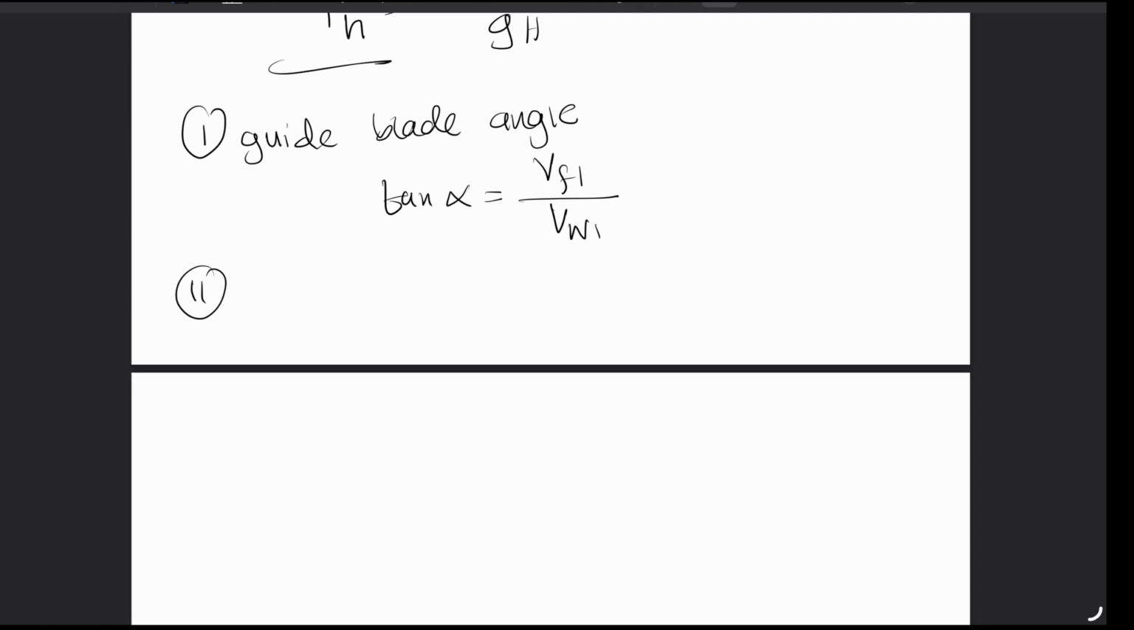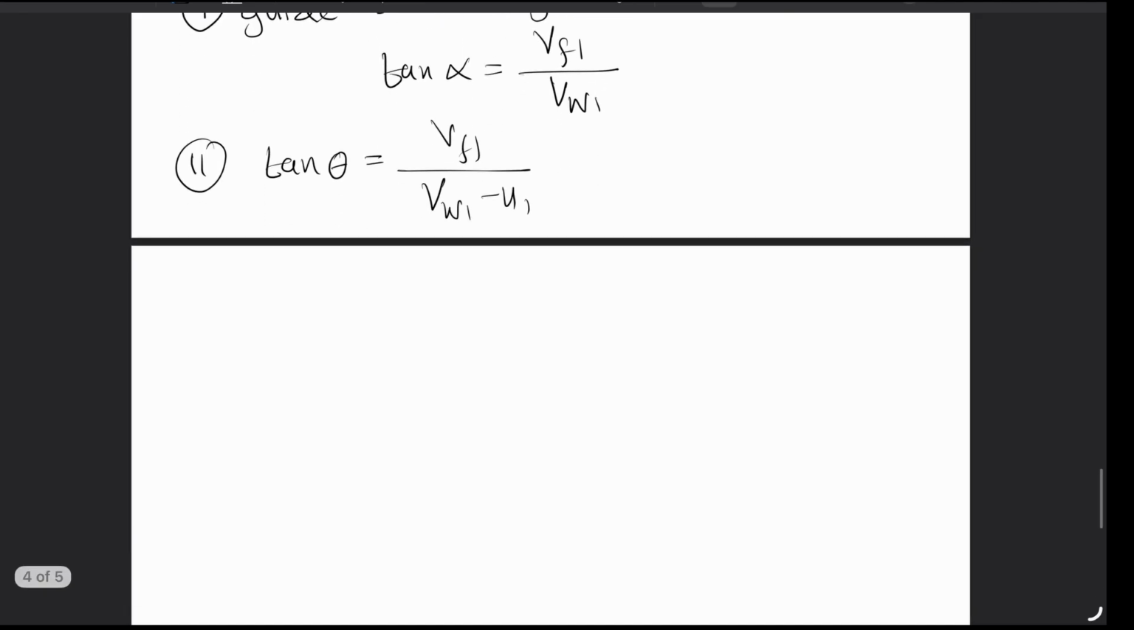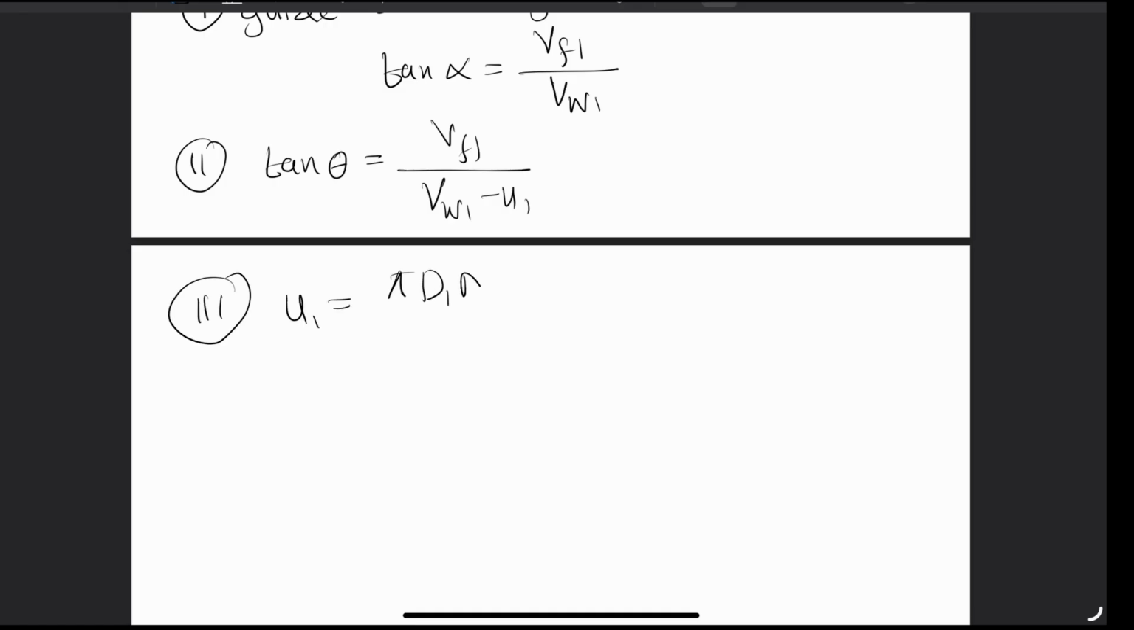The second one you have to determine is the wheel vane angle at the inlet, which is given by tan theta, and you will be getting it as Vf1 divided by (Vw1 minus U1). So you will be getting the value using this equation. And the third part is the diameter of the wheel at the inlet. For that case you will be using this equation, that is pi D1 N divided by 60, and you will get this diameter.